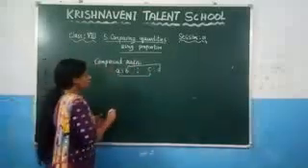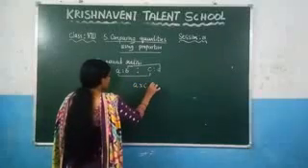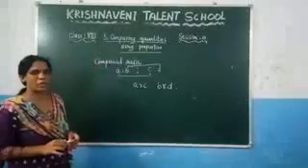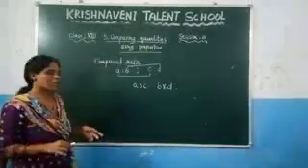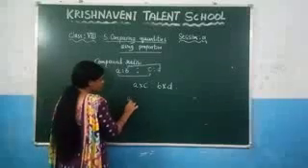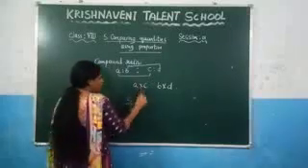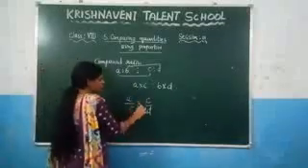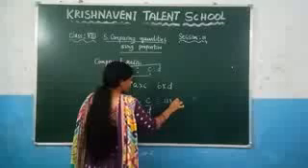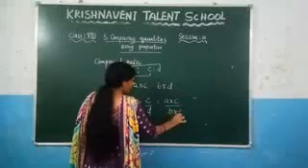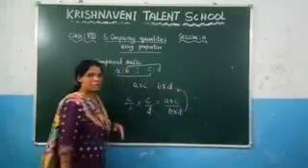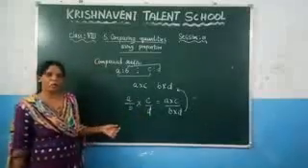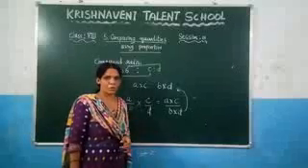So how do you find the compound ratio? A into C is to B into D, so that you will get the compound ratio of the given two ratios. Or otherwise, you know that A is to B, you can write it as A by B, and C is to D, you can write it as C by D. If you take the product of these two ratios, what you will get? You will get A into C by B into D, which is nothing but this one only, right? Like this also you can take.